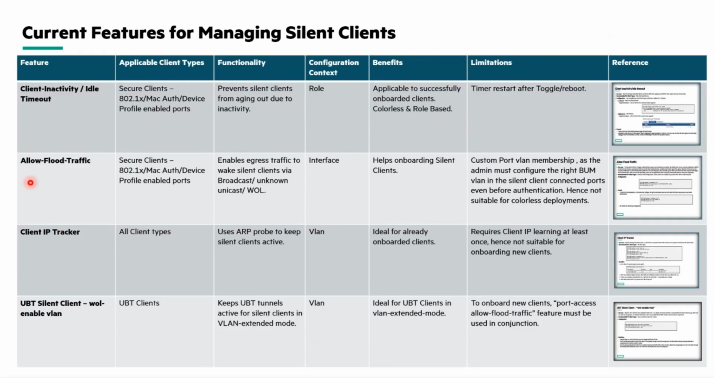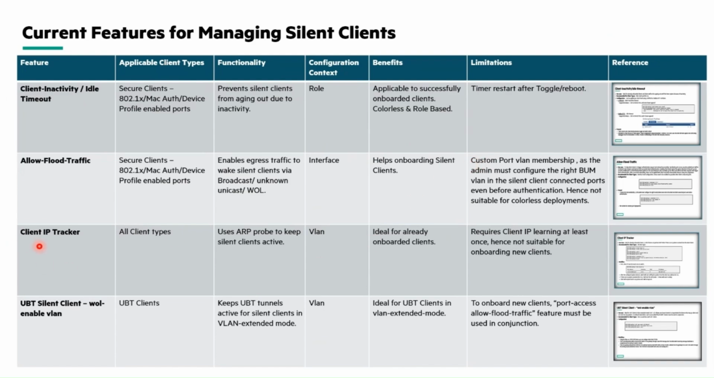Next feature is allow flood traffic. This is also applicable to secure clients. It basically uses broadcast and wake on LAN packets to wake up the silent clients. But this is an interface level configuration, and it requires careful planning of the VLAN configuration. You have to remove the default VLAN 1 and then configure the broadcast or wake on LAN server VLAN on that interface. So it becomes difficult for colorless deployments, as a colorless deployment usually has only default VLAN 1. Only for managing these silent clients, we have to modify the VLAN configuration.